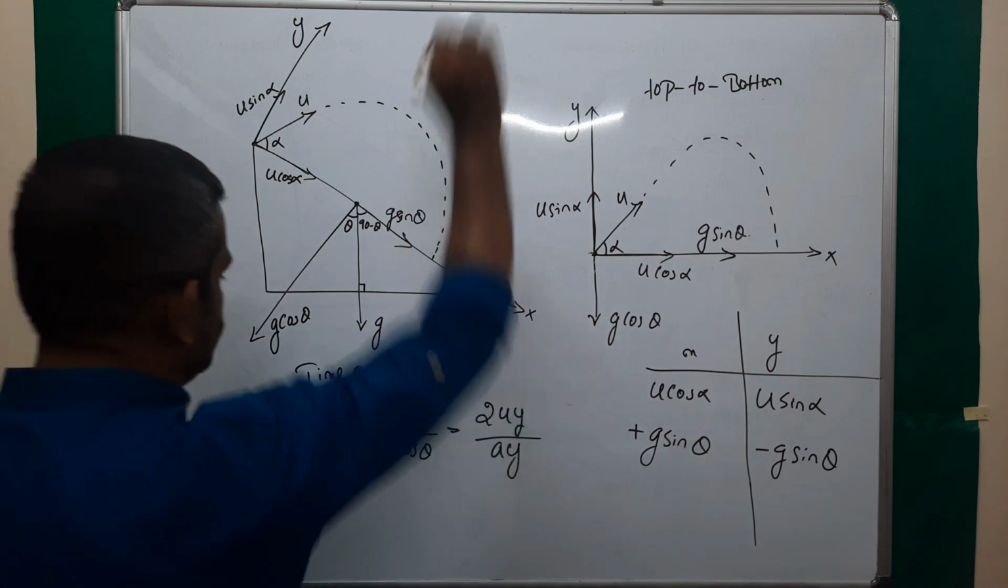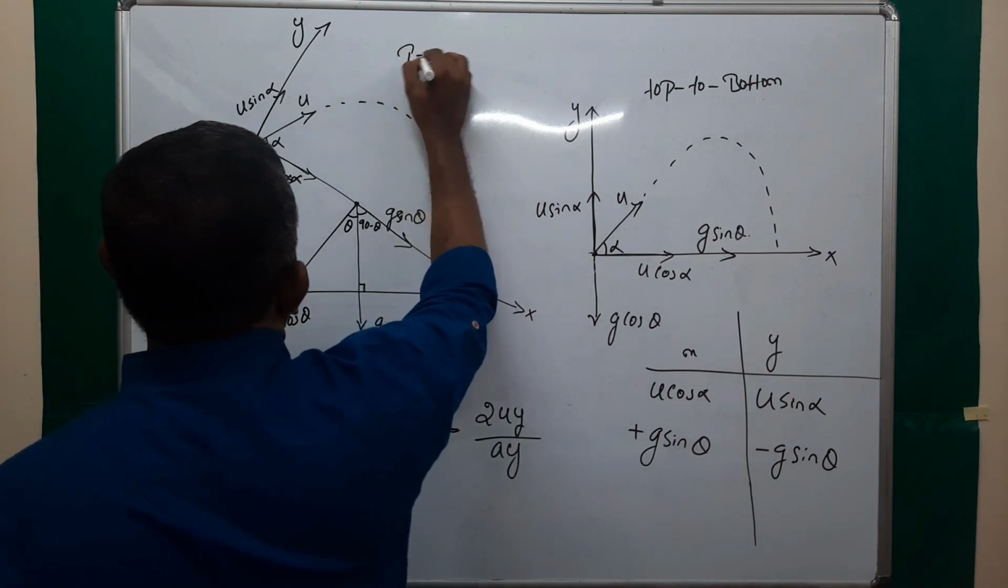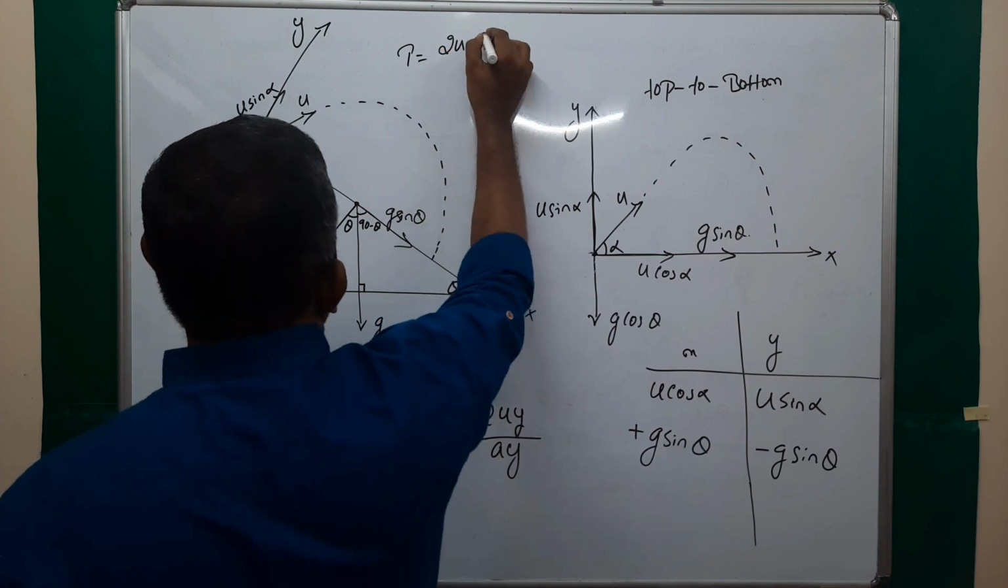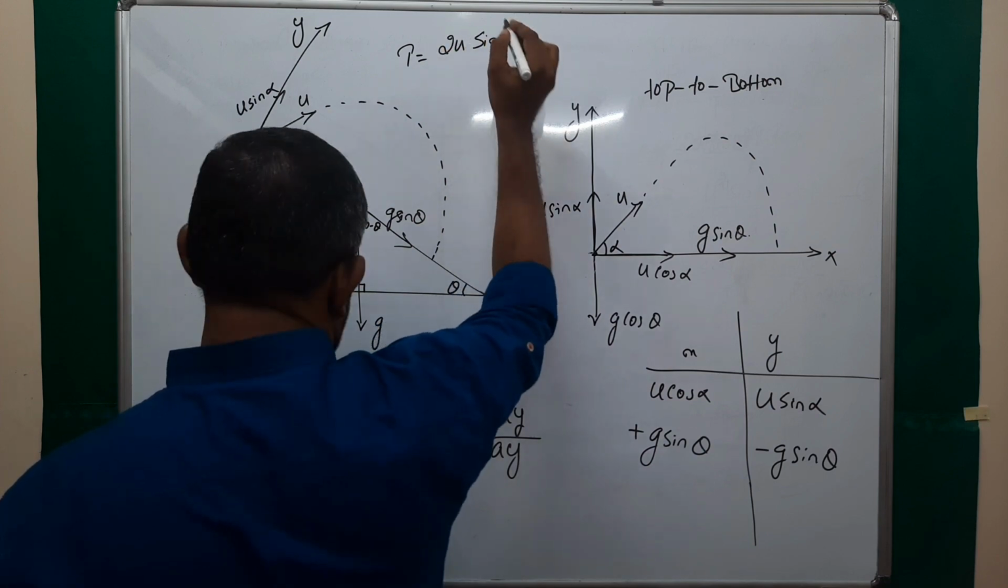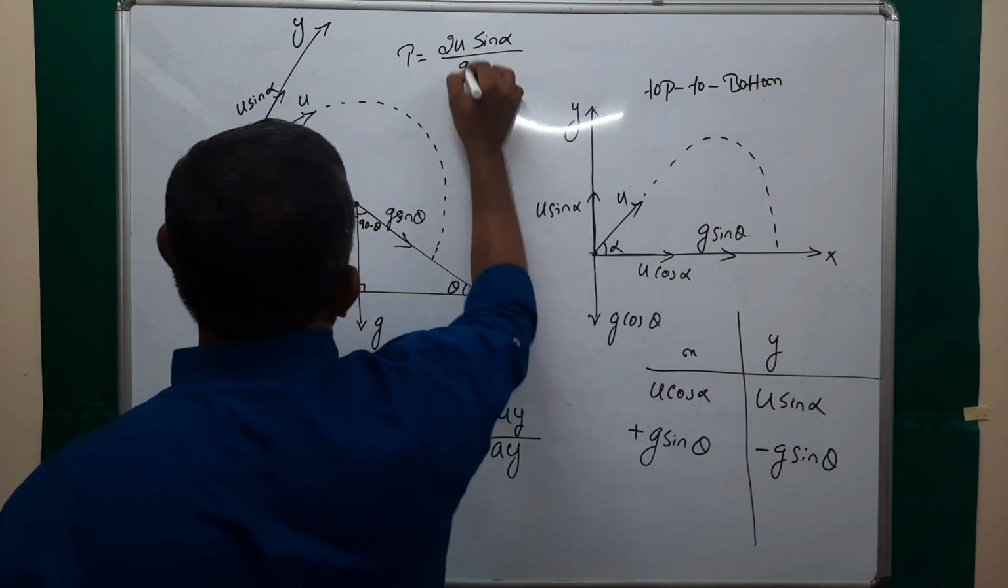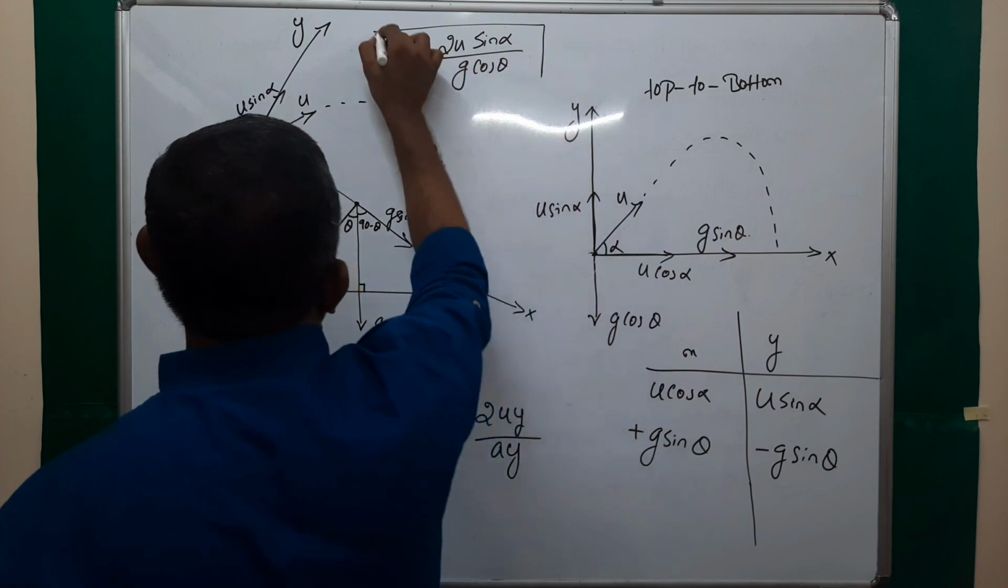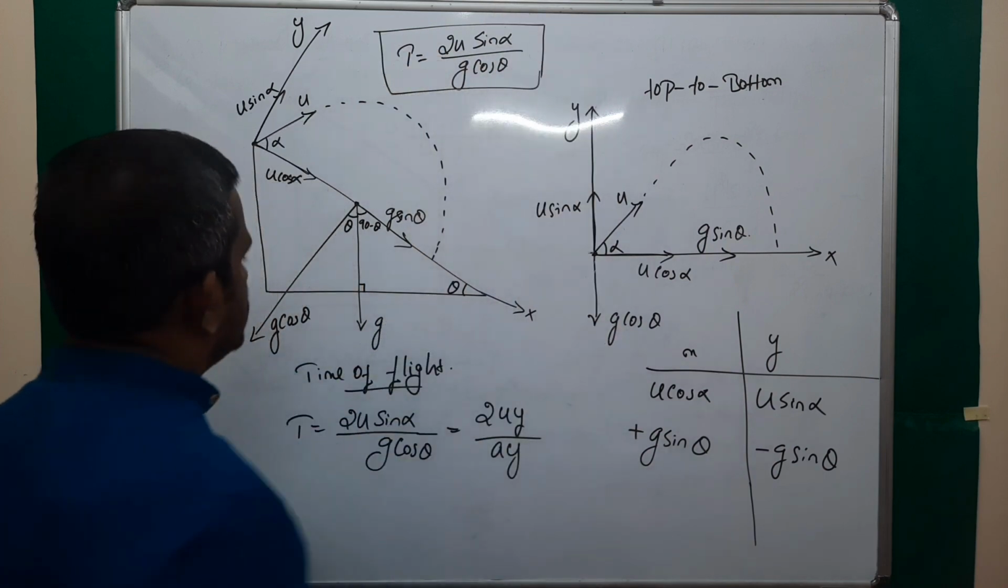So what is the formula? Don't forget that: t is equal to 2u sin alpha divided by g cos theta. So this is the formula for time of flight.